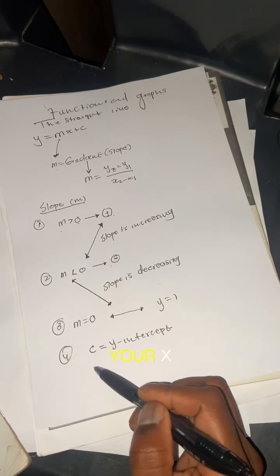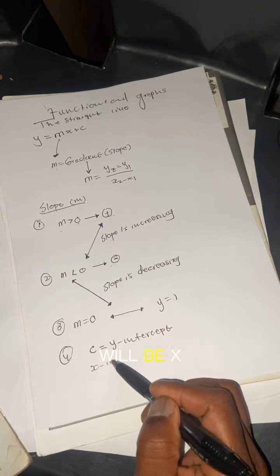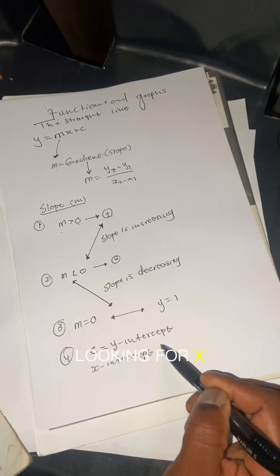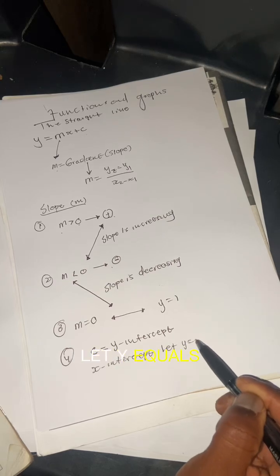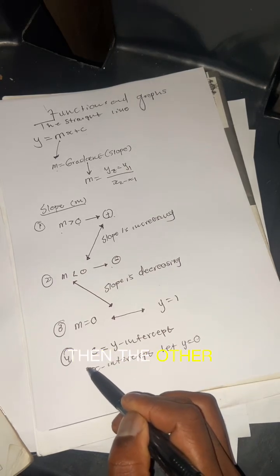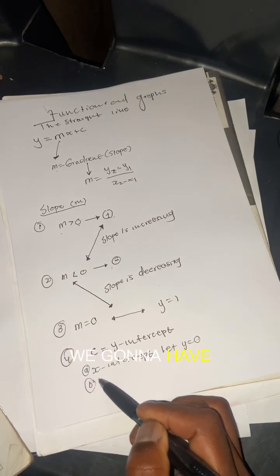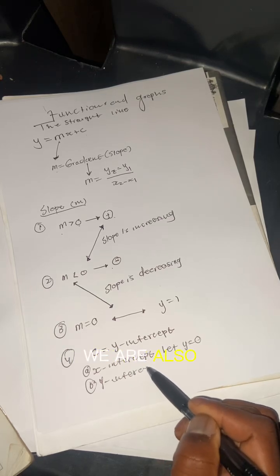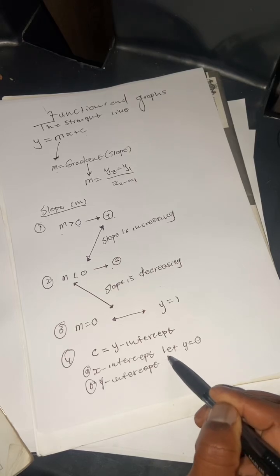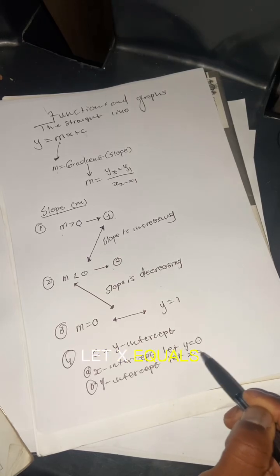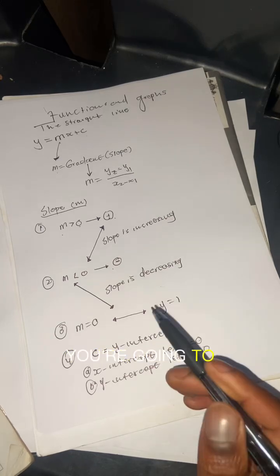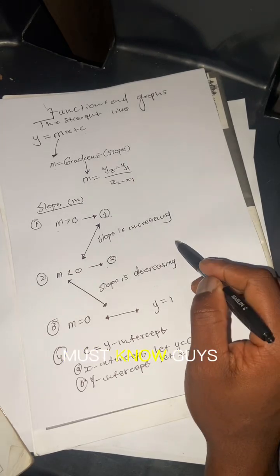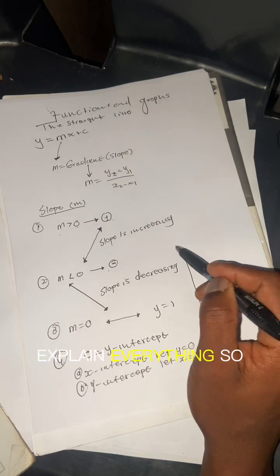Then what about the x? Remember, it will be the x-intercept. Whenever you are looking for the x-intercept, you say let y equals 0. Then for the y-intercept, we say let x equals 0, meaning in place of x, you substitute 0, my people.